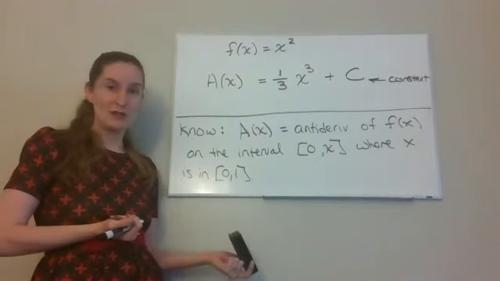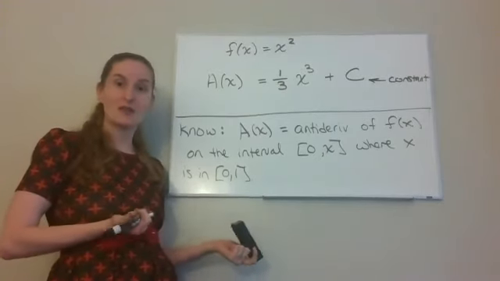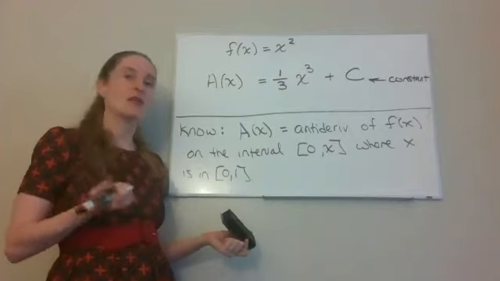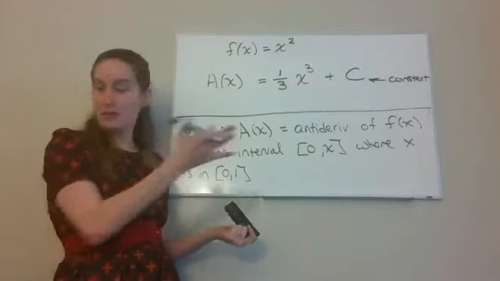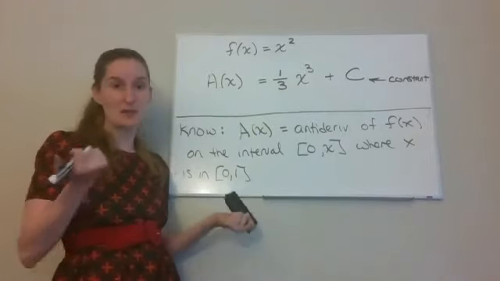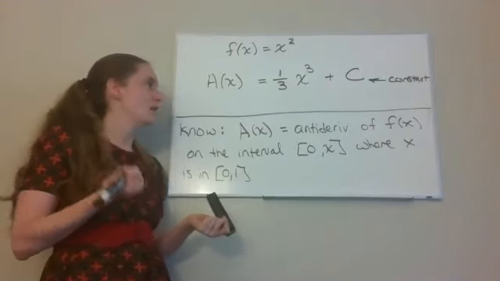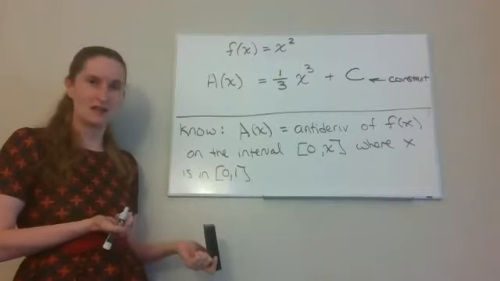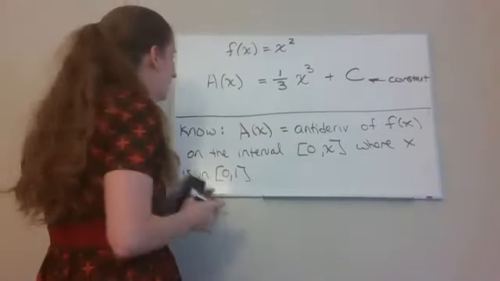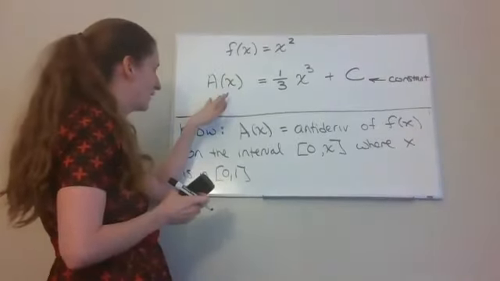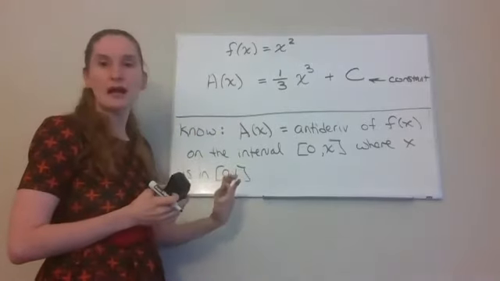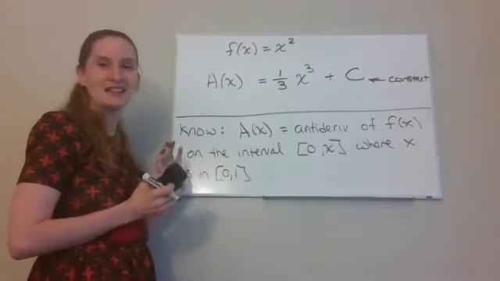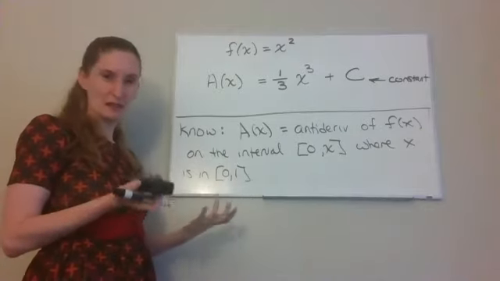So I don't know which exact antiderivative I need for this problem. I know it's going to be a 1/3 x to the third, but maybe I have some number added on to give us our particular area. So now the question is, how in the world do I figure out what that constant is? Well, this A of x is the area on the interval 0 to x. Let's pick the easiest interval we can. What if x is 0?